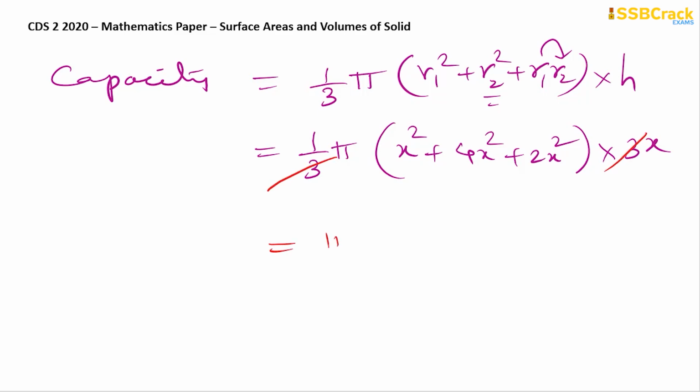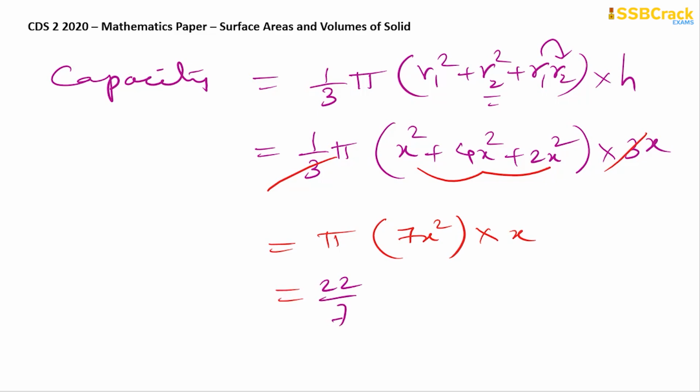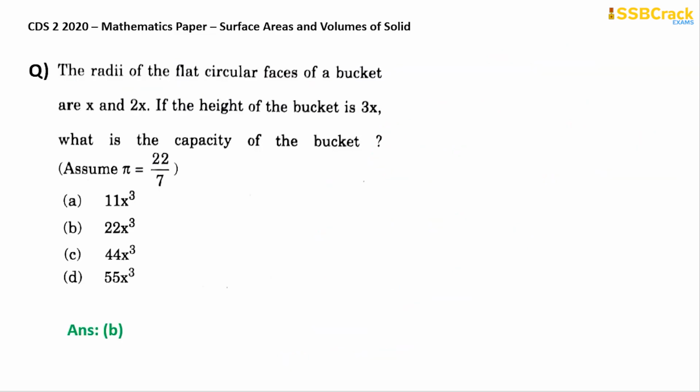So we obtain pi times this total addition in the bracket. What is it? 7x square multiplied by x. And what they said to us, use pi equal to 22 by 7. So 22 by 7 into 7x cube. 7 cancels, and this way we got our key, that is 22x cube. And hence the answer for this particular question becomes option B.